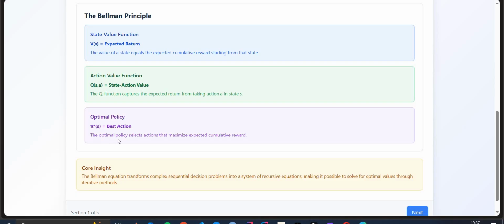And finally, there is the optimal policy. Here you can see pi star of s equals best action, and this one defines the rule that tells you which action to choose in each state to maximize your total reward. So here pi star gives you the direction, literally the best move to make if you want to perform optimally. So the core insight here is that the Bellman equation turns big complex problems into smaller manageable equations that can be solved step by step. By doing that, we can find the optimal strategy through iterative improvement instead of guessing or brute forcing it.